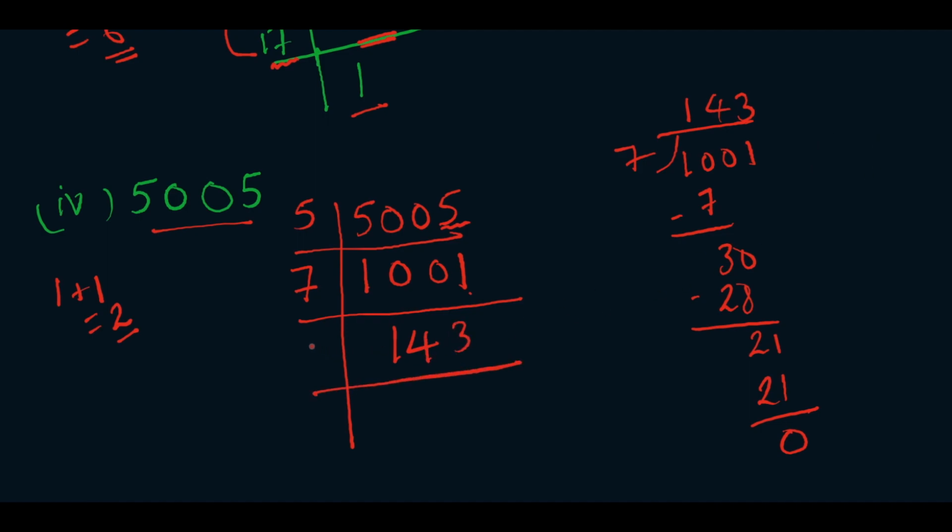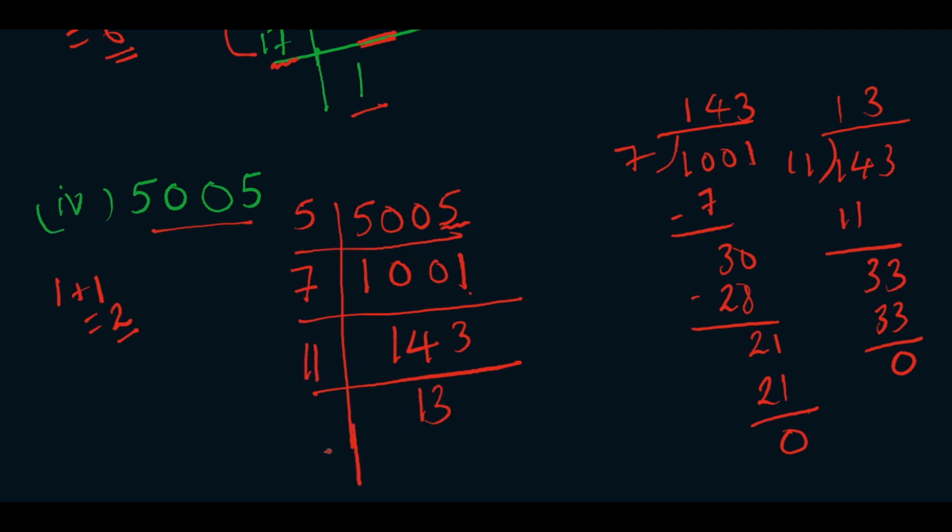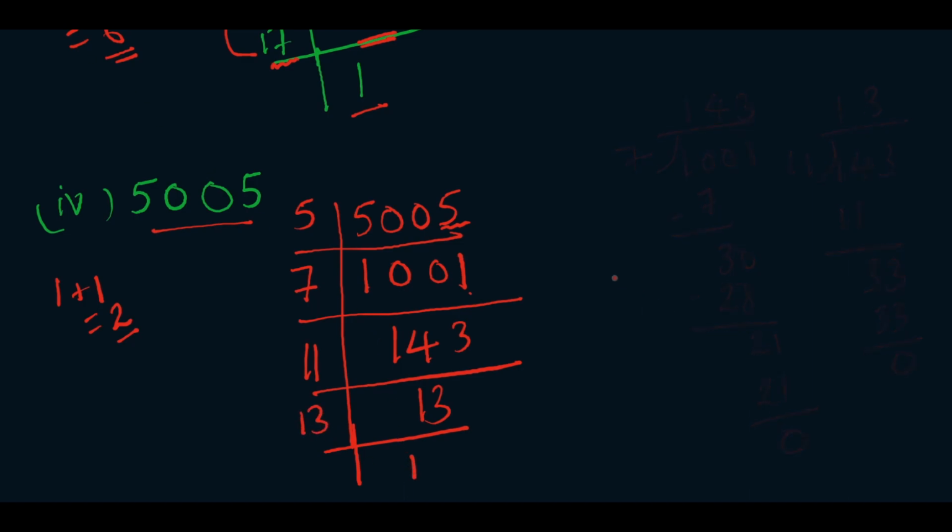Now for 143, 9 is not a prime number, so we move on to 11. We divide 143 by 11. 11 ones are 11. Get 3 here. 11 threes are 33. Get a 0 here. So we divide by 11, we get 13. 13 itself is a prime number, so we divide by 13 again, we get 1 here. So our prime factorization here is 5 multiplied by 7 multiplied by 11 multiplied by 13. So this is our answer.